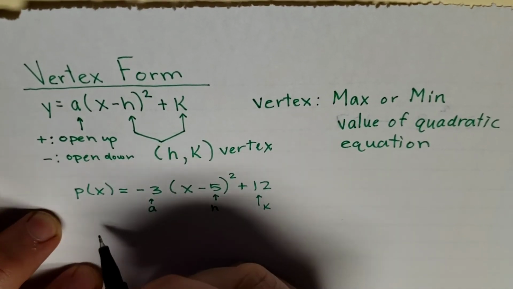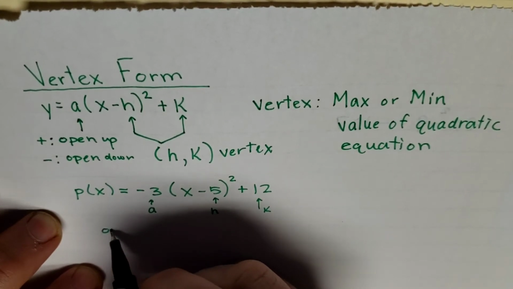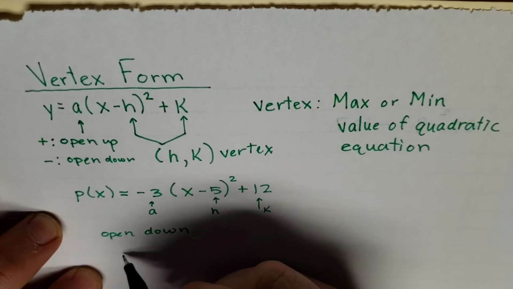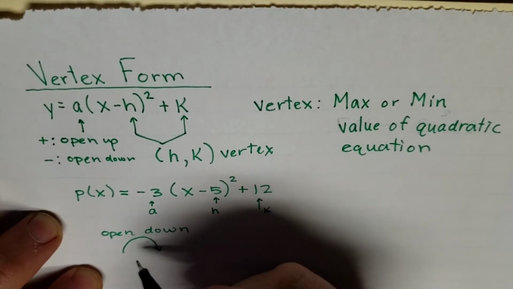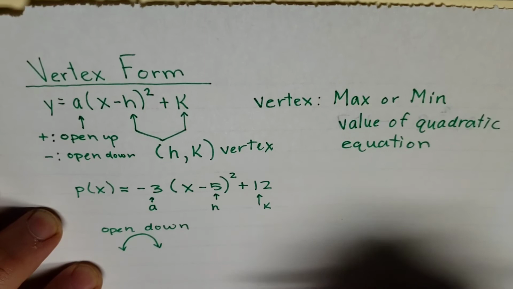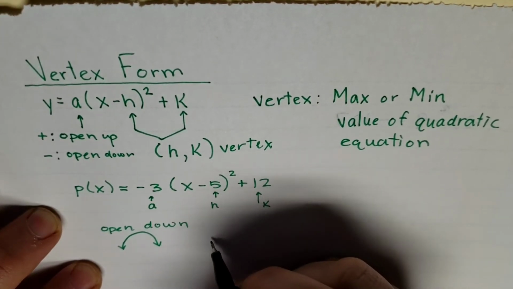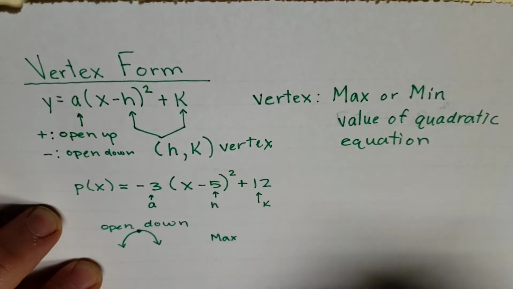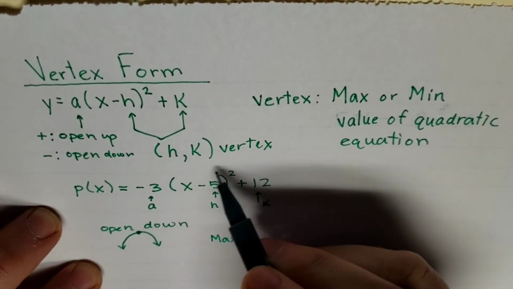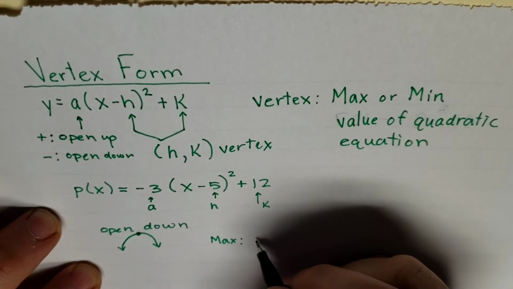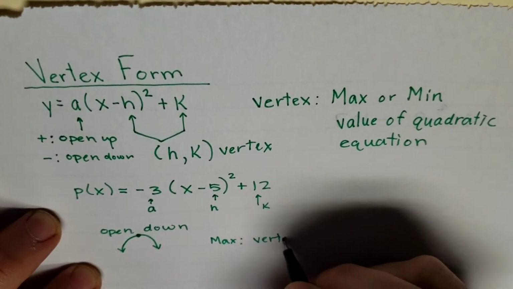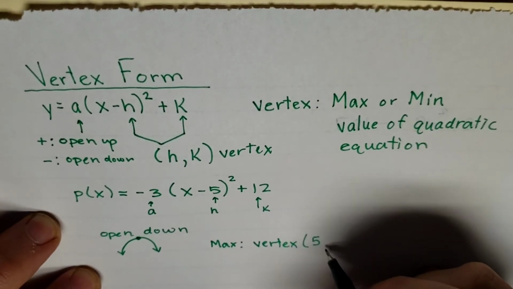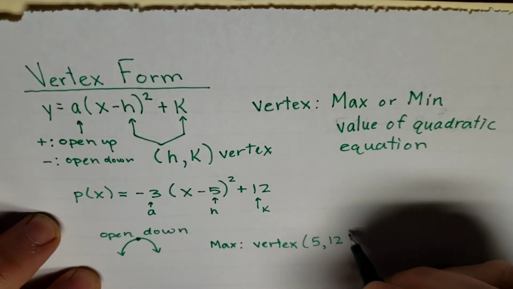So this would be a parabola that opens down. So if it opens down, it looks like that. So that means it's going to have a maximum somewhere here. And that maximum is going to be at this vertex. So it's got a maximum vertex of (5, 12).